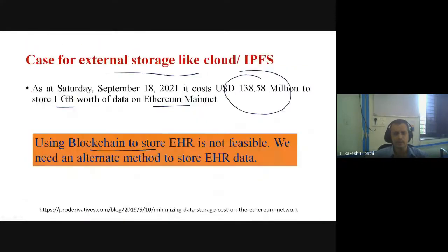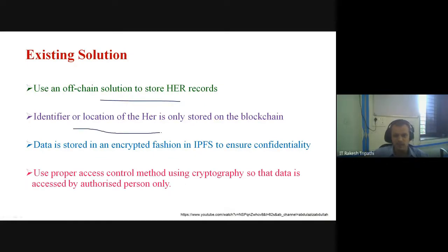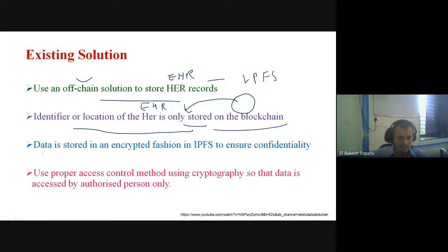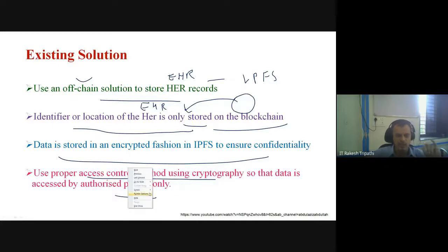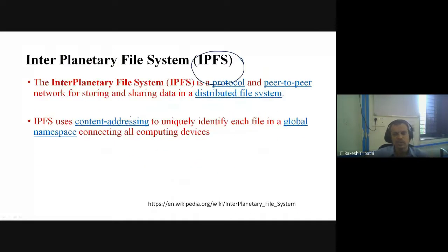Okay. So what I do? I store in off-chain, and the information about the transaction, the identified location of the EHR, is stored in a blockchain. So what we are doing? The actual healthcare record, the electronic health record, EHR, will be stored in IPFS. And the information about the lab report and the transaction that happened someday will be stored in the blockchain. Data in the IPFS will be encrypted, and you have a proper access control method using cryptography with blockchain, and you give only the valid authentic user access to your data.